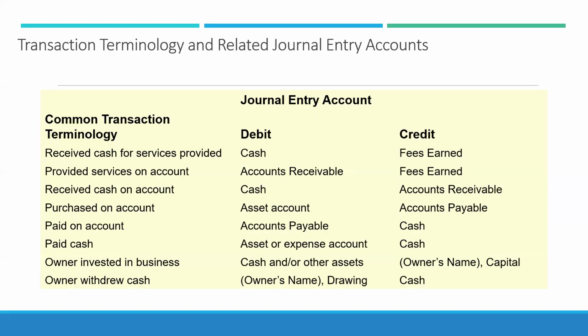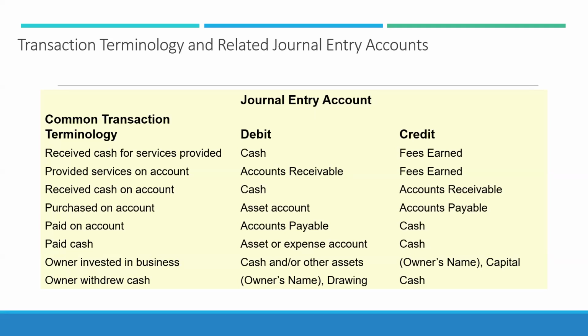Transaction terminology. This is important. This is for when you're in the homework and it has the short little word problem for a transaction. This is how to understand what it actually means, because there are very specific words that mean very specific things to pay attention to. For example, received cash for services provided, that would be cash and revenue, whether it's fees earned or another revenue account. Provided services on account, that means they didn't receive cash. That means it was an accounts receivable.